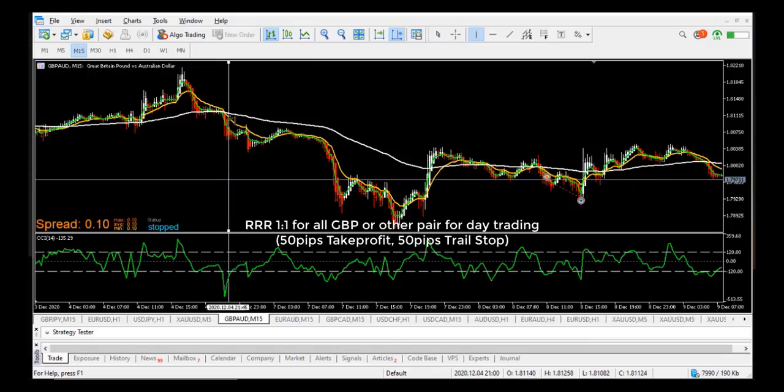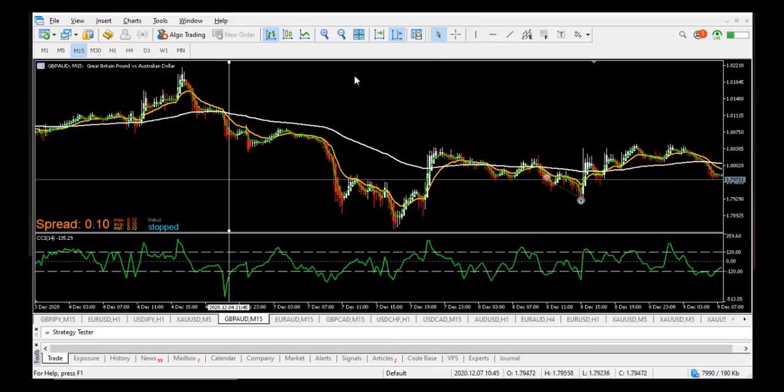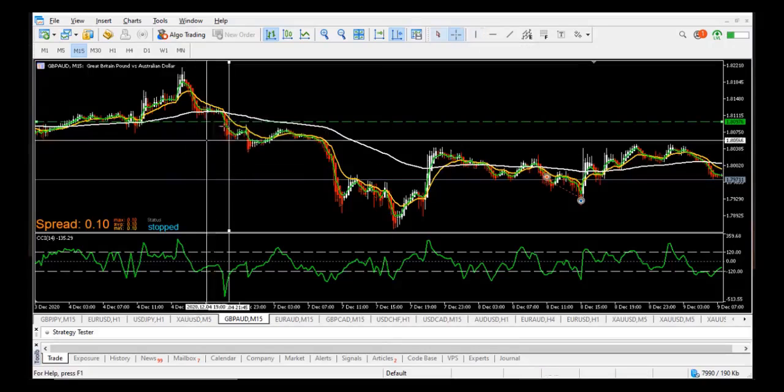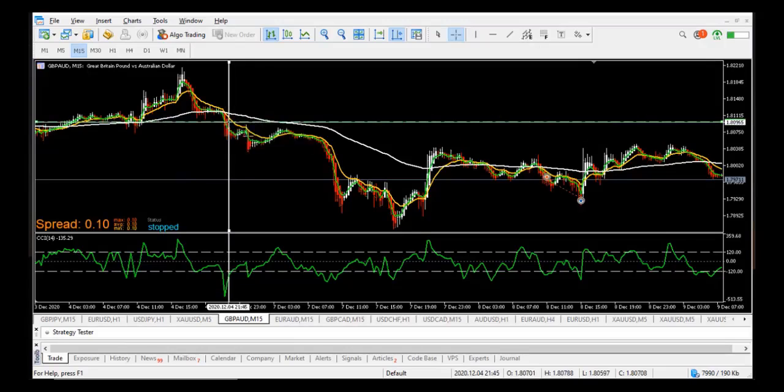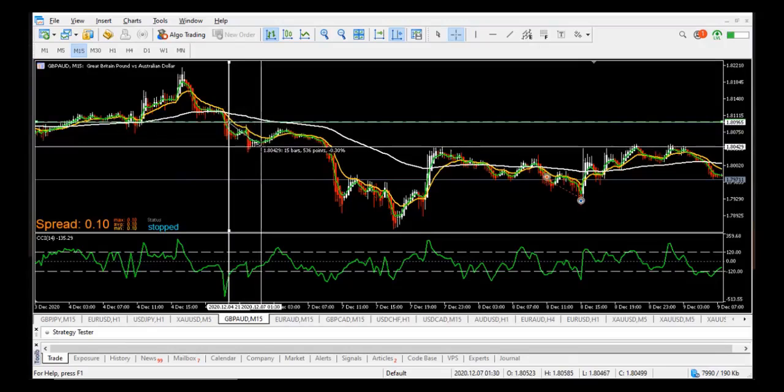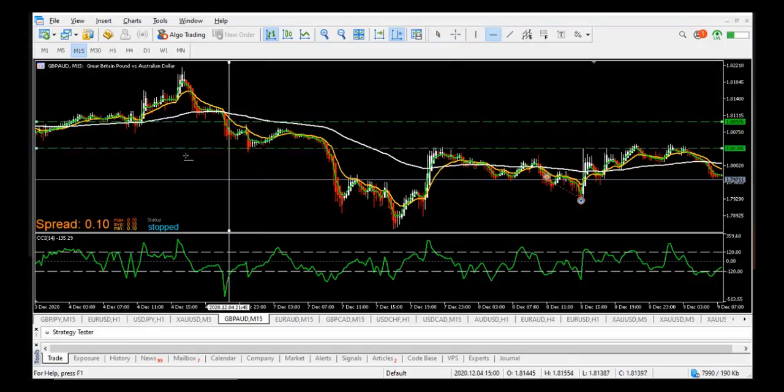Take for instance, we enter at this point. You can see both the 12 and 4 EMA are below the 200 moving average, and at this point as well, you see the CCI is below the -120, so a sell signal is established, set up at this position. When you open a short trade at this point, I recommend taking 50 pips. 50 pips gets to this point.